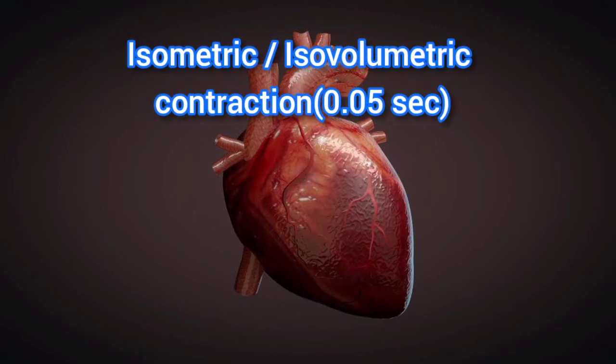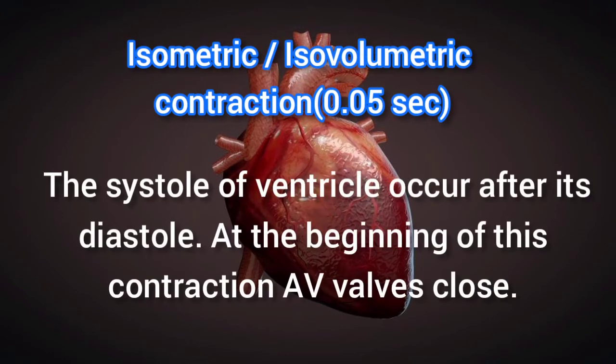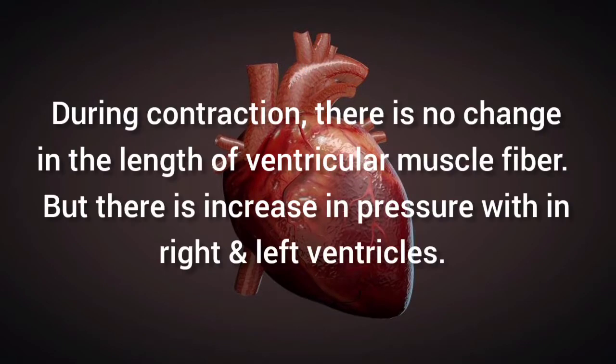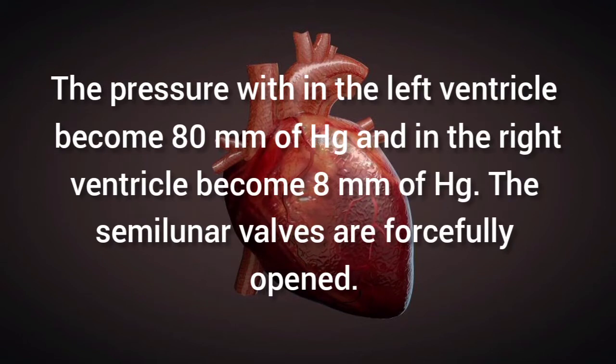Isometric or isovolumetric contraction. The systole of ventricle occurs after its diastole. At the beginning of its contraction, AV valves close. During contraction, there is no change in the length of ventricular muscle fiber, but there is increase in pressure within the left and right ventricles. The pressure within the left ventricle becomes 80 mm of mercury and in the right ventricle becomes 8 mm of mercury. The semilunar valves are forcefully opened.